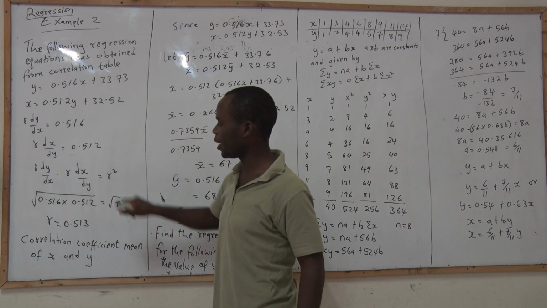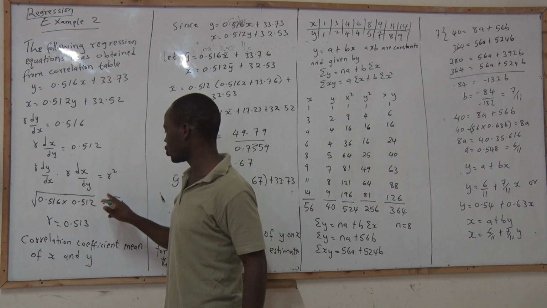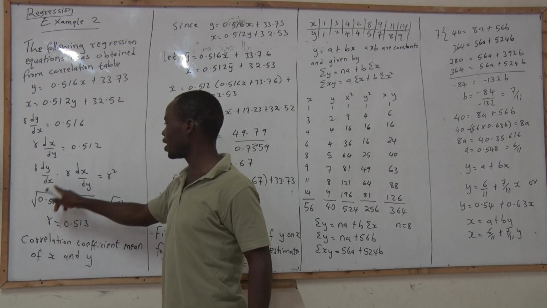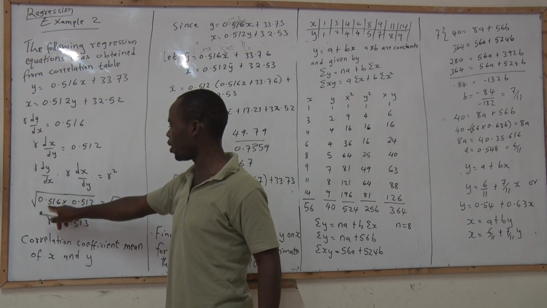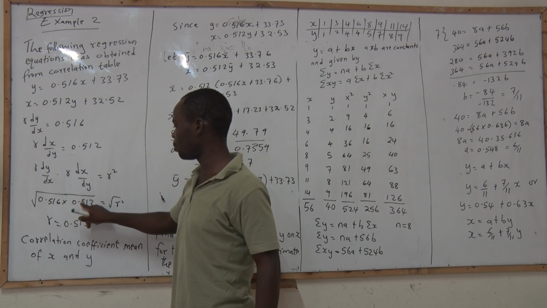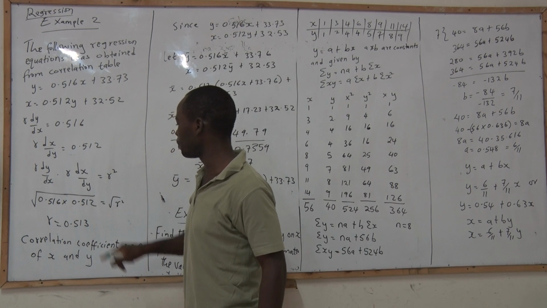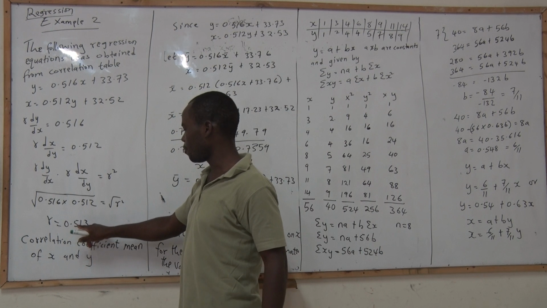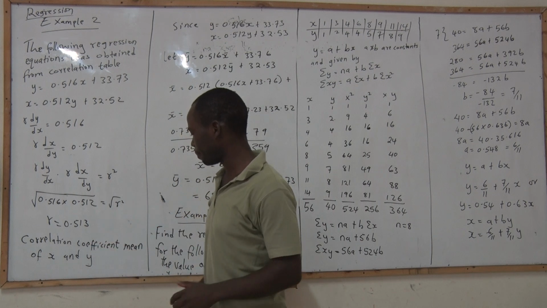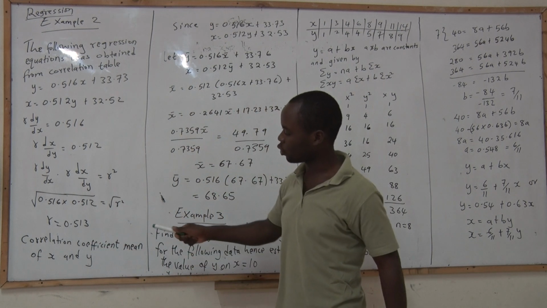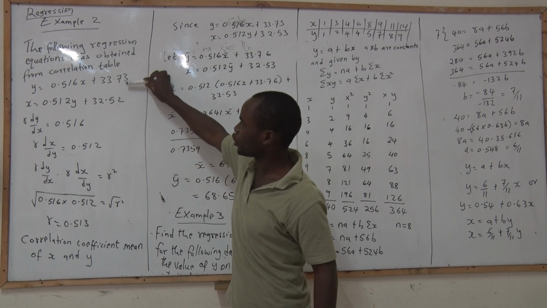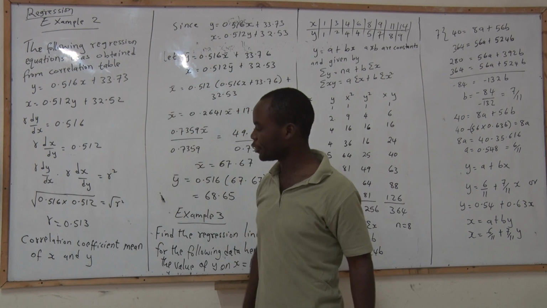Then, in order to find R, the product of dx/dy and dy/dx is equal to R squared from this formula here. Therefore, we can take the square root of both sides to remain with R. If we multiply 0.516 by 0.512 and we take the square root, we are left with 0.513. Therefore, this is the correlation relating these two regression equations.